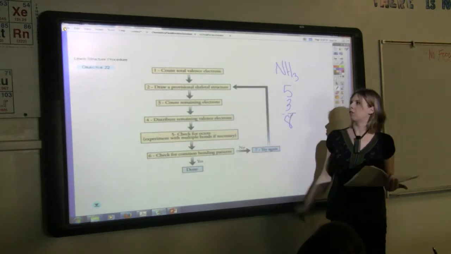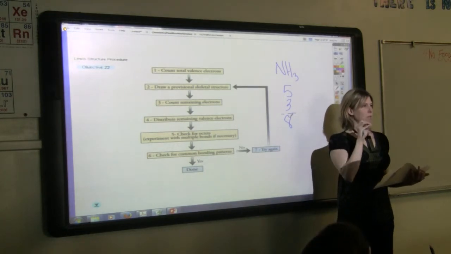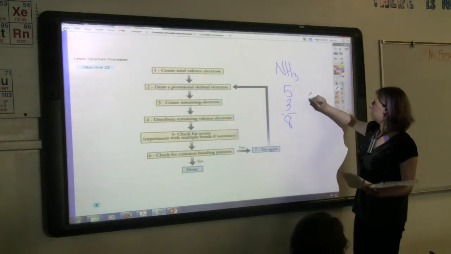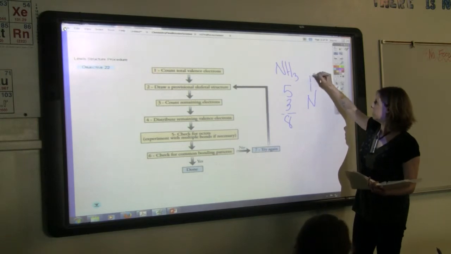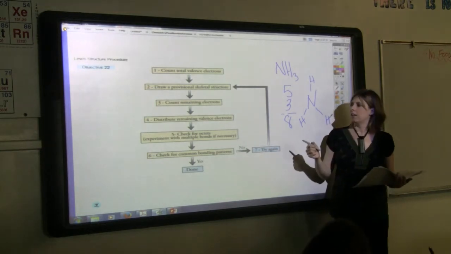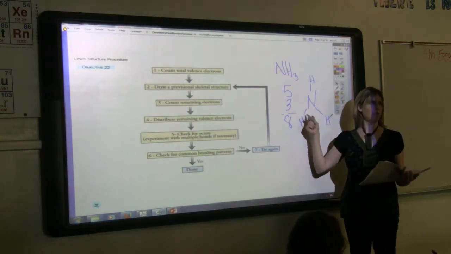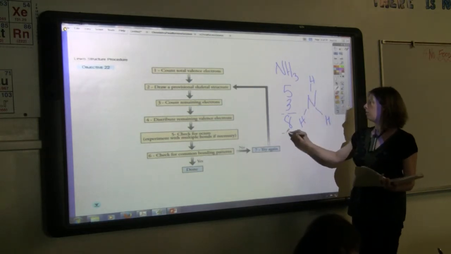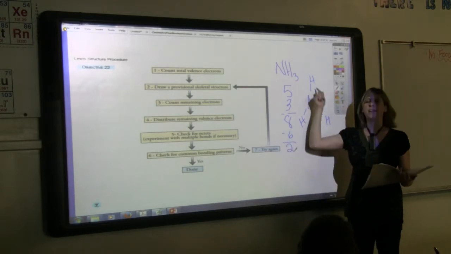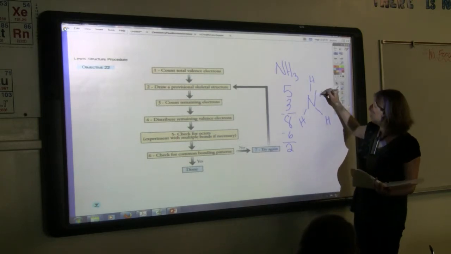So draw a provisional skeletal structure. Remember, the one that can make the most bonds goes in the middle, and then everything else coming out from it. So I'll put nitrogen here, hydrogen, hydrogen, hydrogen. Alright. So now I count up how many I used. Each line is 2. So 2, 4, 6. So I've used 6. I have 2 left. Well, can I double bond a hydrogen? No. So what do I have to do? Yep, lone pair.